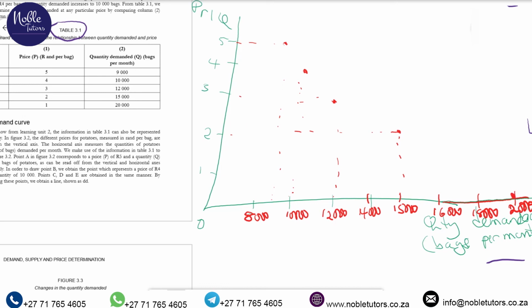So we mark this point. Then we draw this line connecting these points. This is the demand curve. This is how the demand curve is drawn.